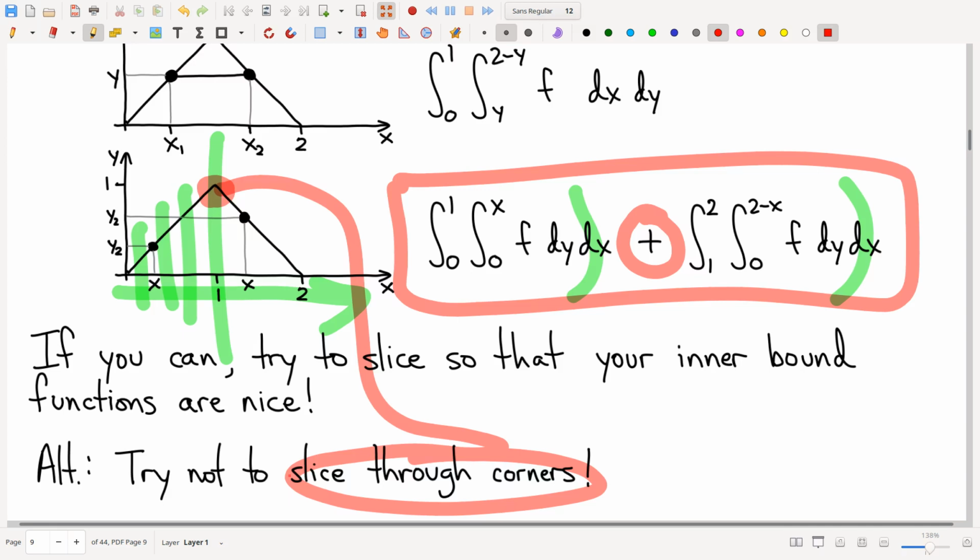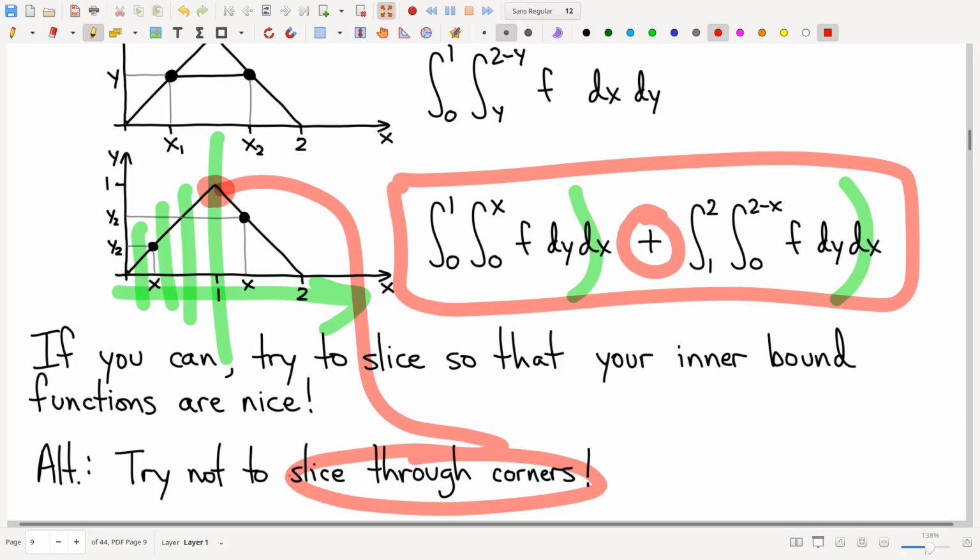Now again, this is not a perfect rule, but it's surprisingly useful, a surprisingly good batting average of keeping you on the right side of things. If you see a corner, try not to slice mid-process through that corner.